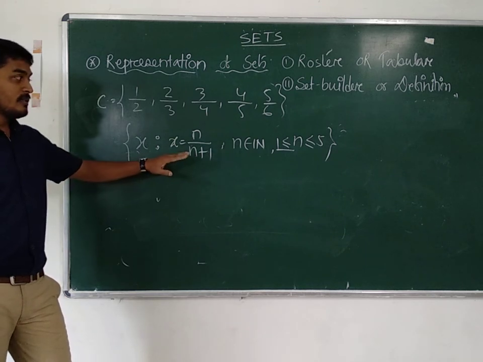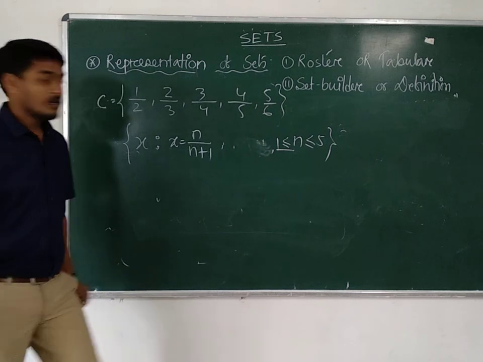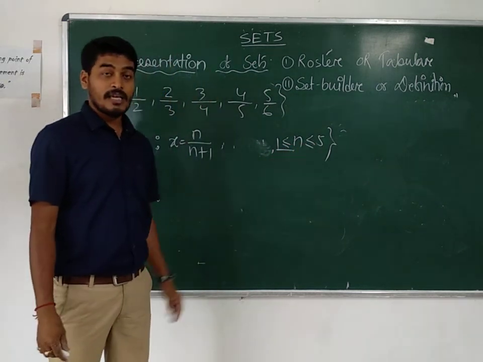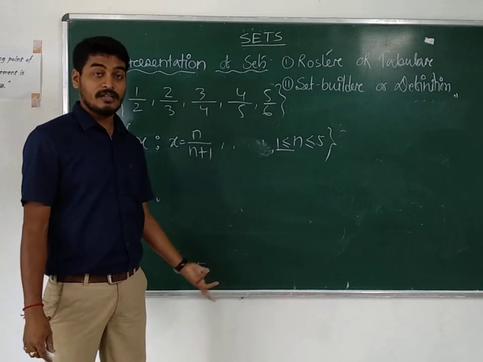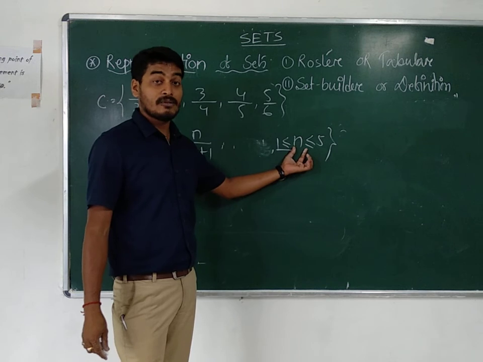A restriction should be there. If I do not write it down, then what will happen? We might consider 4.5, because what is n? It is not mentioned here. How can I call it a real number? So n is not specific. You can consider any real number between 1 and 5.